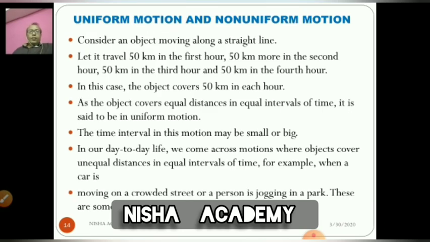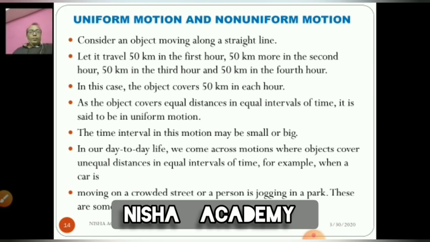Let us learn the two different types of motion. First is uniform motion and second is non-uniform motion. Consider an object moving along a straight line. Let it travel 50 kilometers in the first hour. It travels 50 more kilometers in the second hour, 50 more kilometers in the third hour, and again 50 kilometers in the fourth hour.